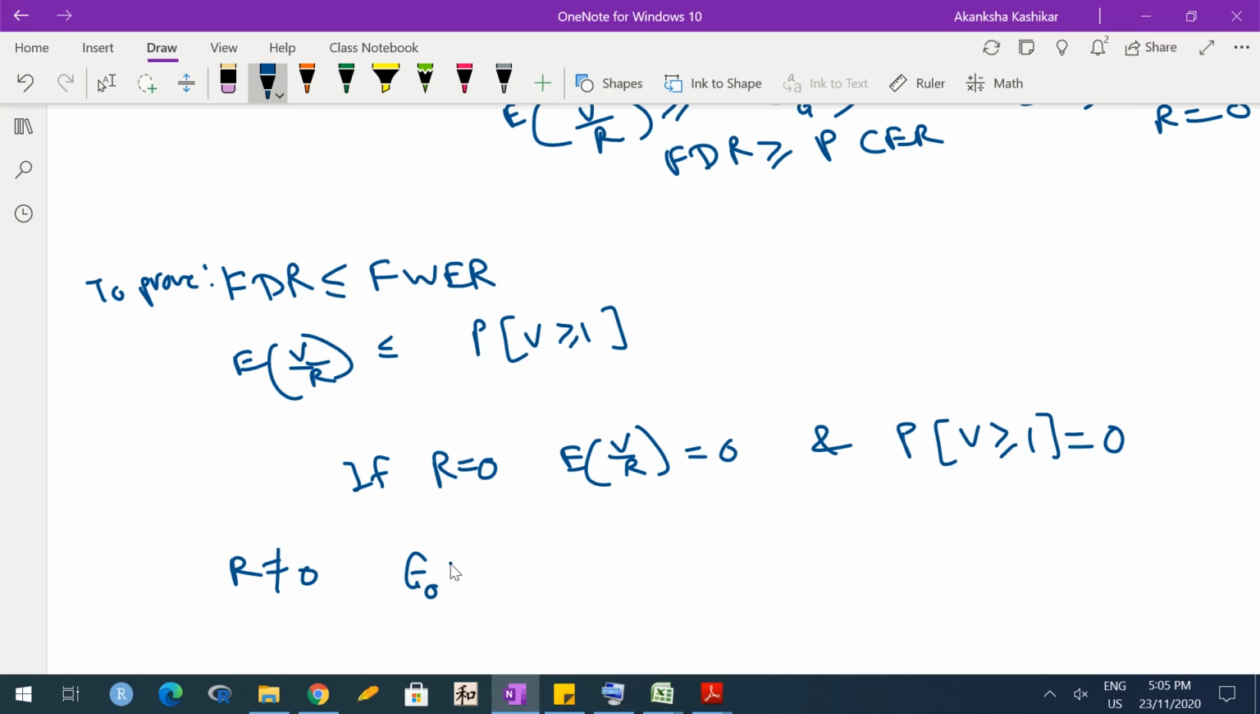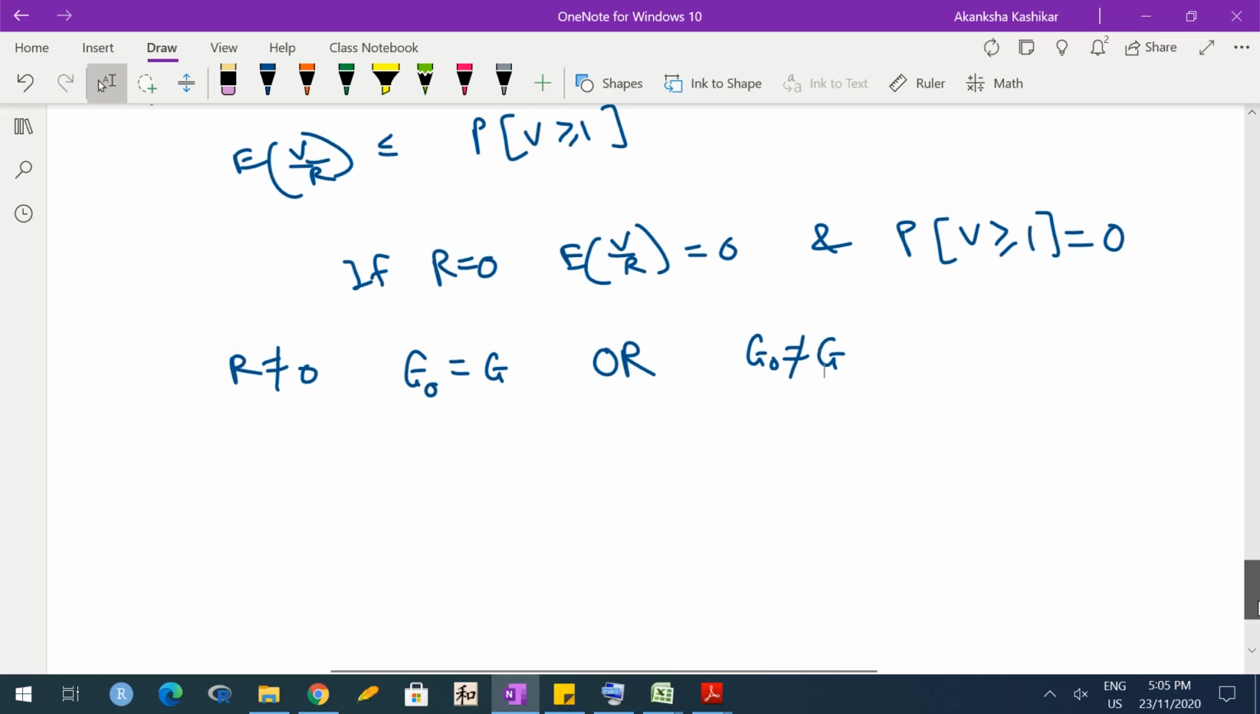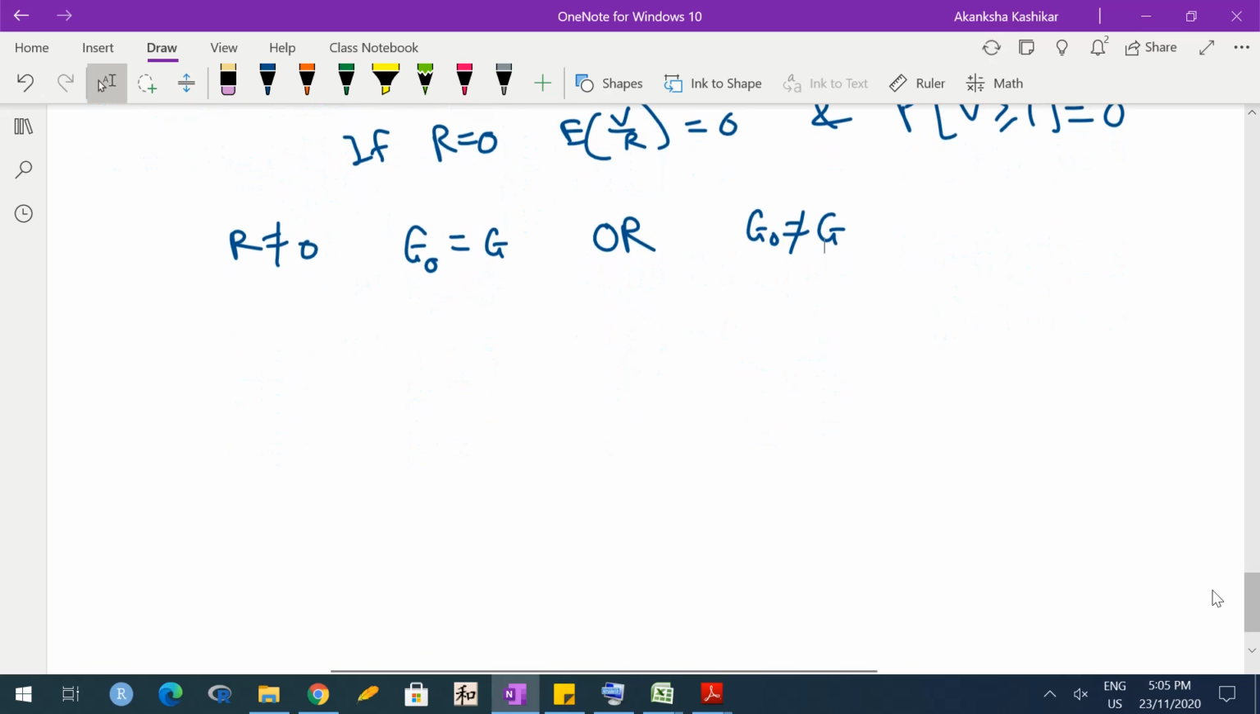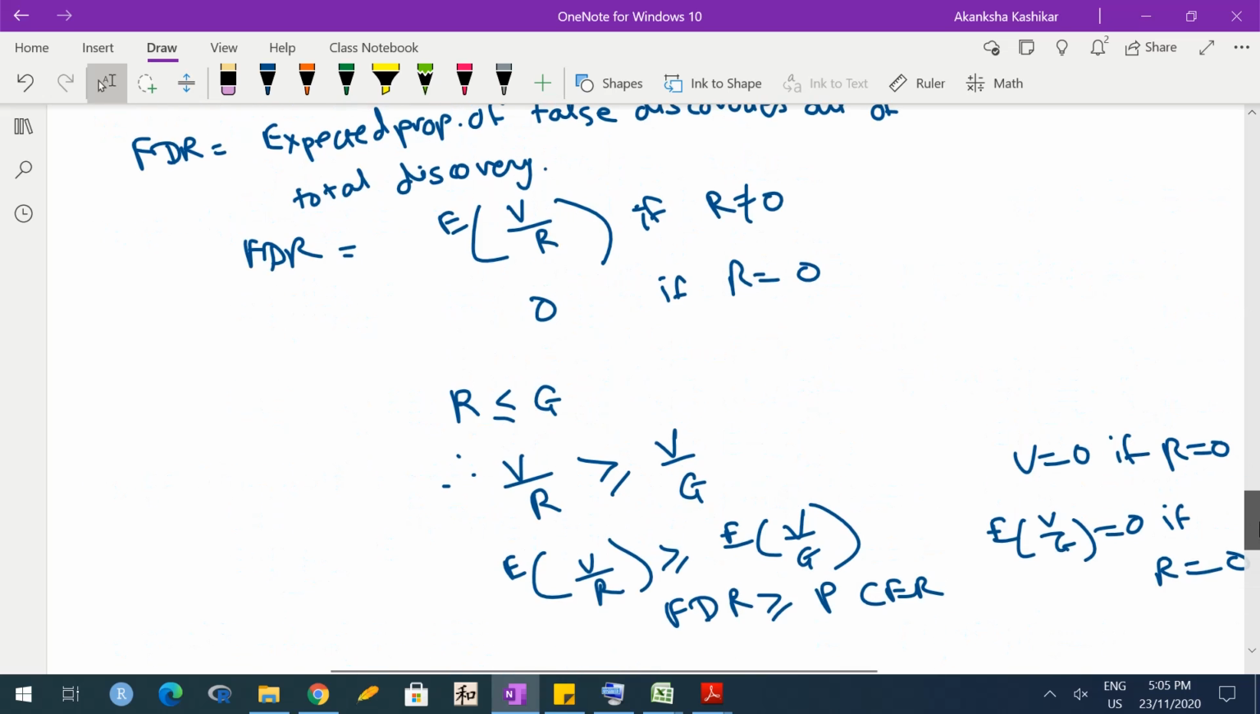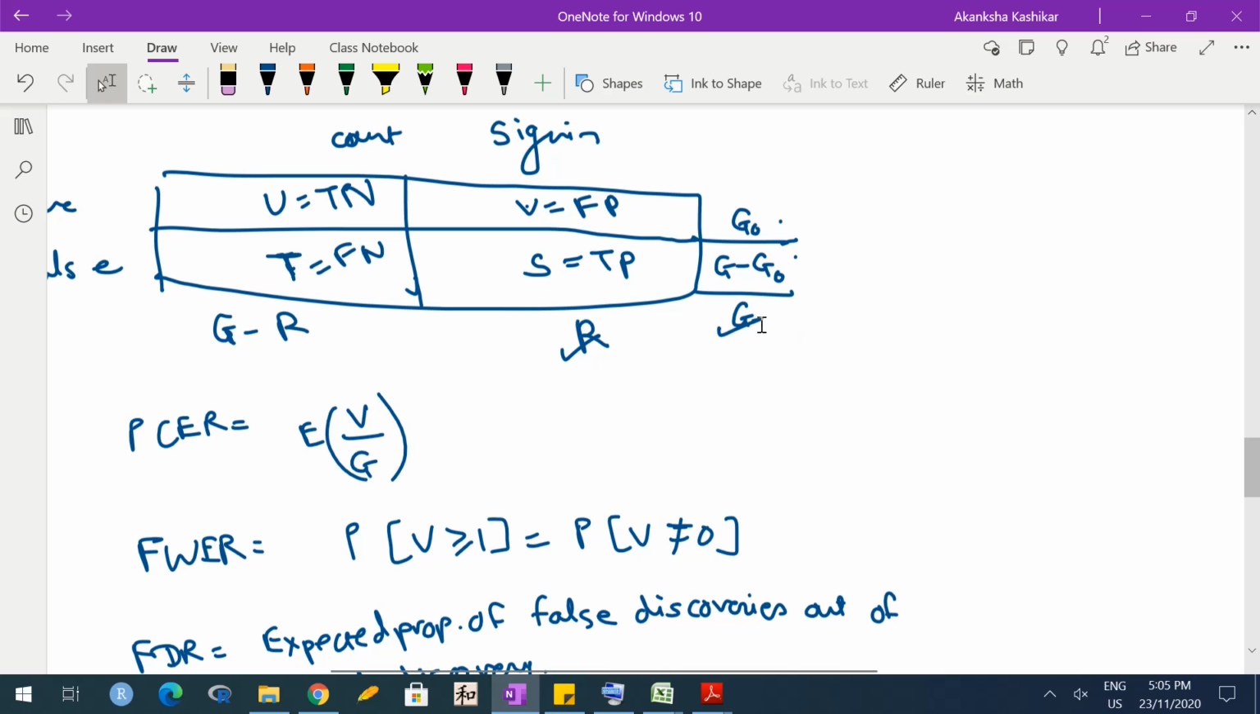There are two cases. Either G0 is equal to G or G0 is not equal to G. What is G0? If you go to this table, G0 is the number of true null hypotheses. Okay. So if all the null hypotheses are true, then what happens? And if some of them are true, then what happens? Okay. So if G0 is equal to G, then what happens? Then G minus G0 is 0. That is okay.